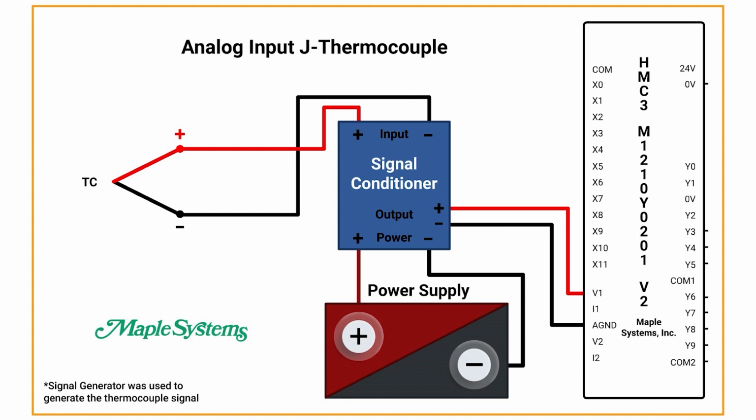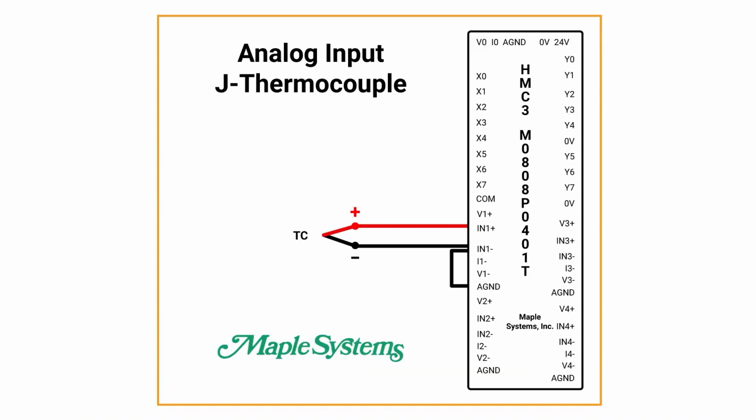Here is an example of a wiring diagram for a J-Thermocouple using an analog signal conditioner. You can also find this on the How to Read Temperature with a J-Thermocouple using a 0 to 5 volt analog configuration tutorial page on the Maple Systems website. If you have a T-model I/O module, you will not need the signal conditioner. Here is an example of a wiring diagram with no signal conditioner.